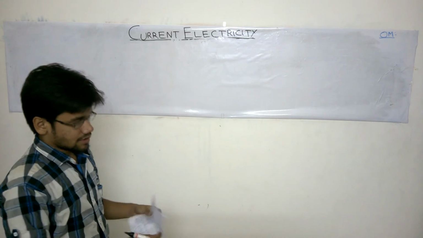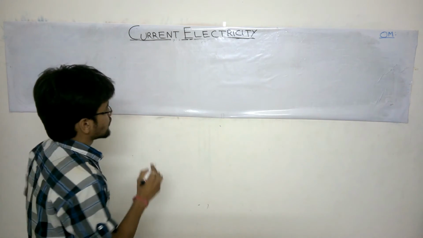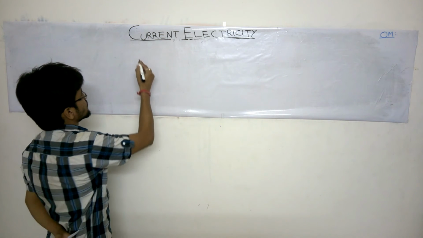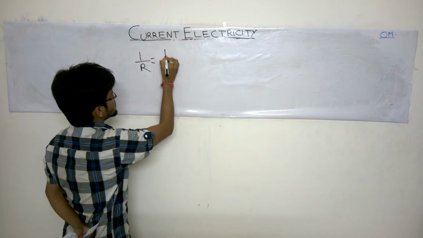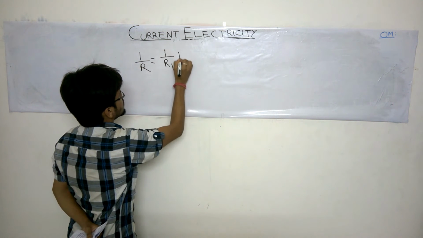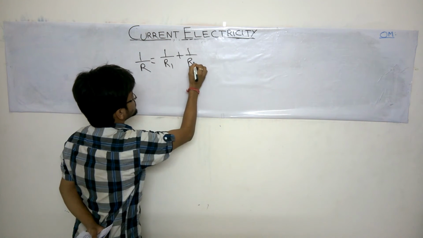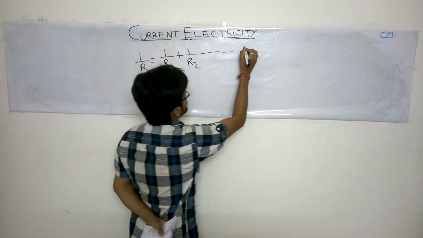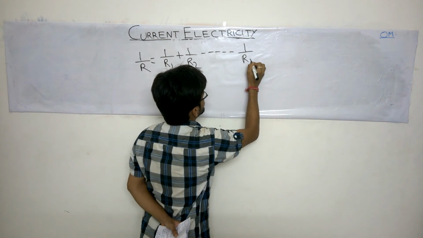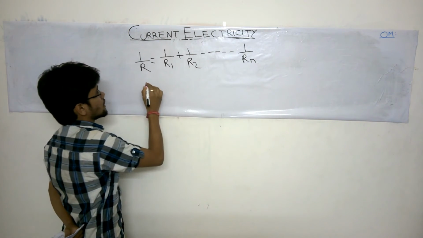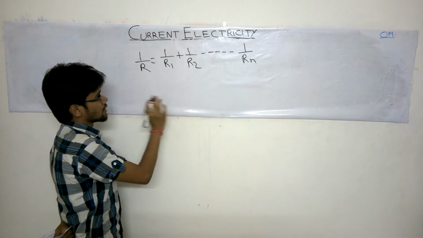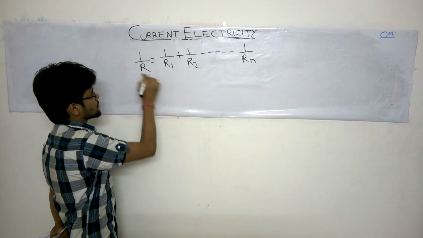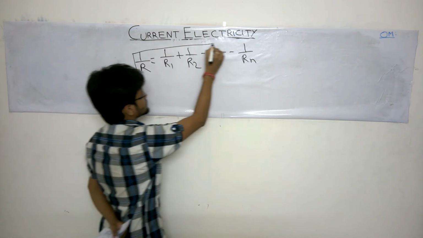So now I just want to tell you one more concept for parallel combination, that is 1 by R. We derived this equation in our previous video. So 1 by R2, this will go on to N. So now what is N? The number of resistors we will have in that circuit, that is N. Okay. Now this was the concept of parallel resistance.